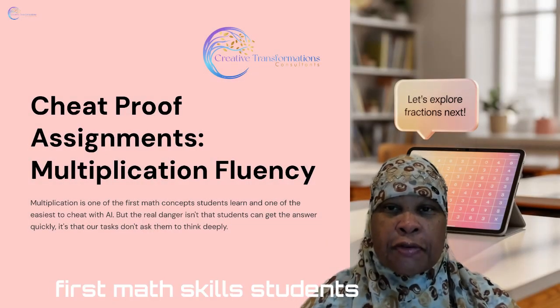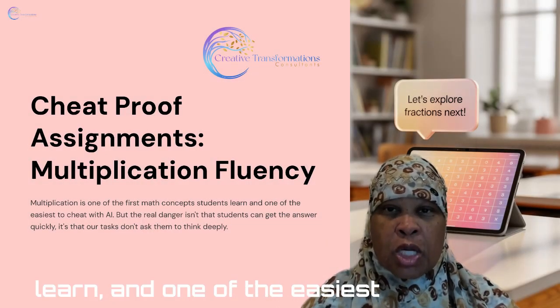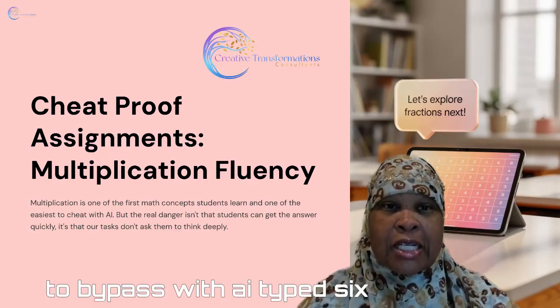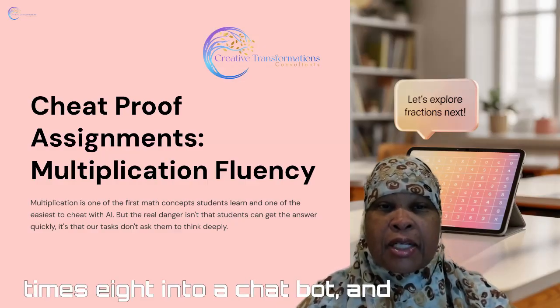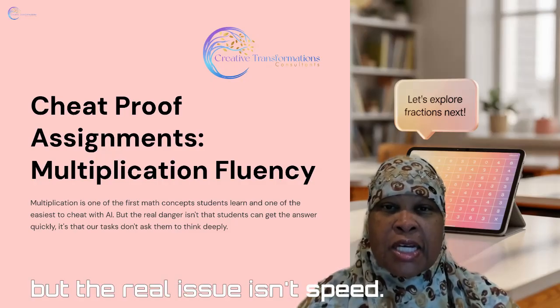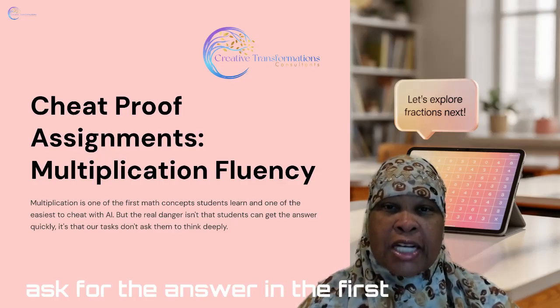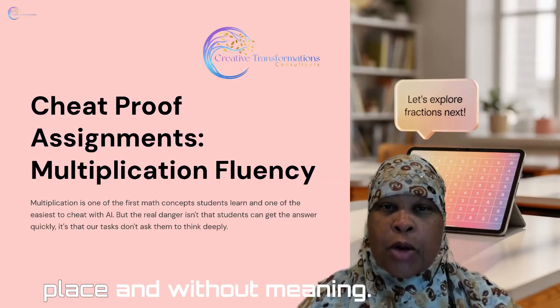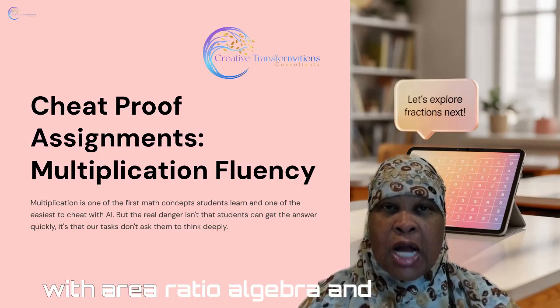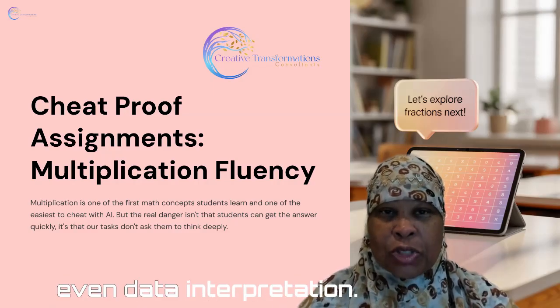Multiplication is one of the first math skills students learn, and one of the easiest to bypass with AI. Type 6 times 8 into a chatbot and the answer appears instantly. But the real issue isn't speed. It's that too many tasks only ask for the answer in the first place. And without meaning, students struggle later with area, ratio, algebra, and even data interpretation.